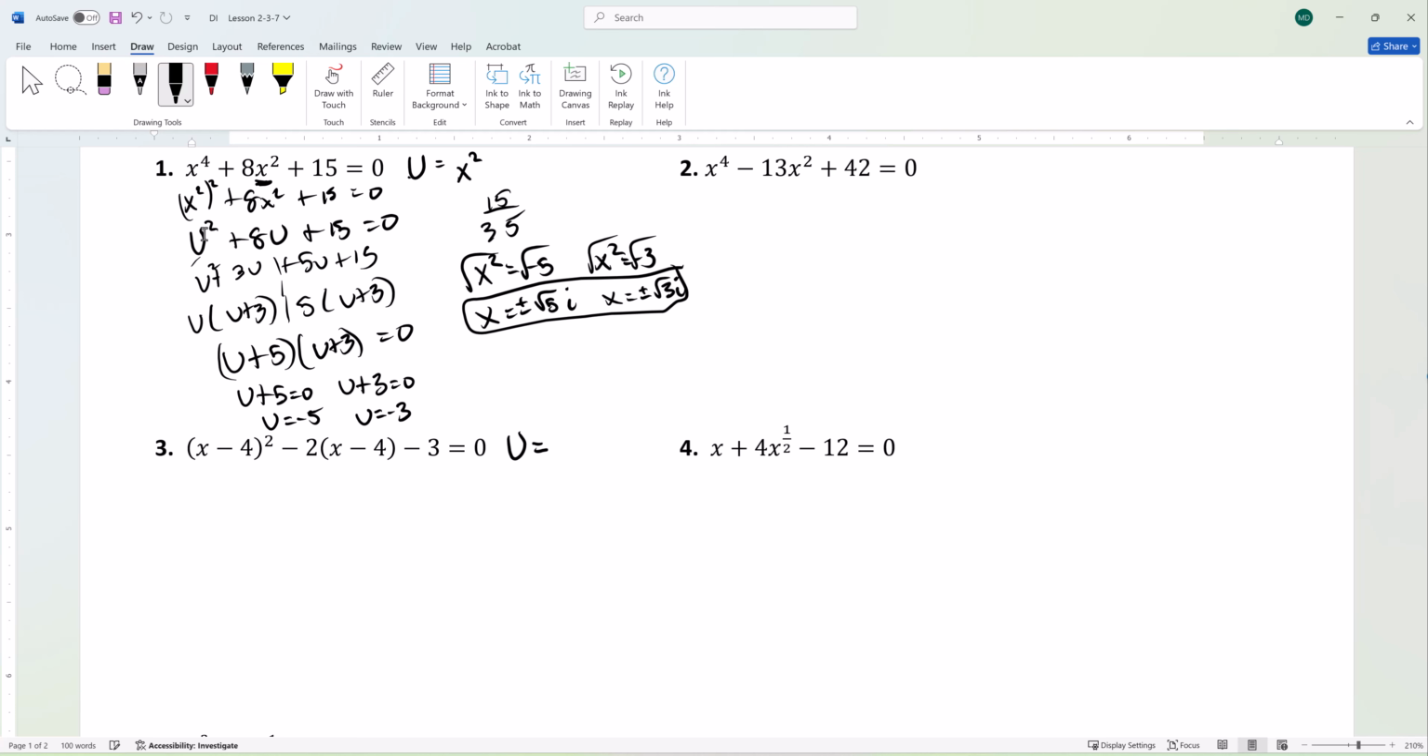For this one, you can say u equals x minus 4. So this becomes u squared minus 2u minus 3.